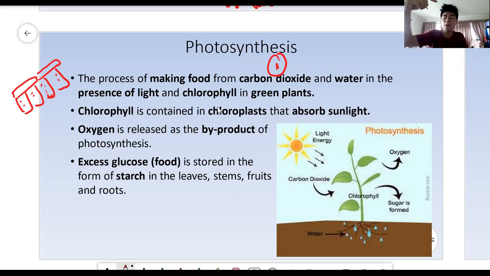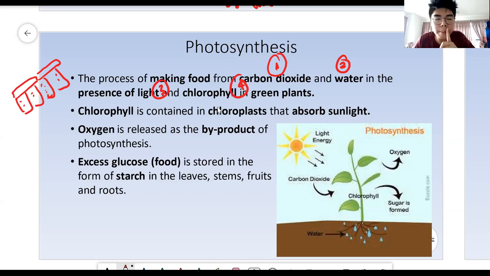Okay, by the way, this is now the process of making food. Number one, you need carbon dioxide. Number two, you need water. Number three, you need light. Number four, you need chlorophyll. Okay, so four things you need. Chlorophyll is contained in the chloroplast that absorbs sunlight. Okay, oxygen is released as the byproduct of photosynthesis.